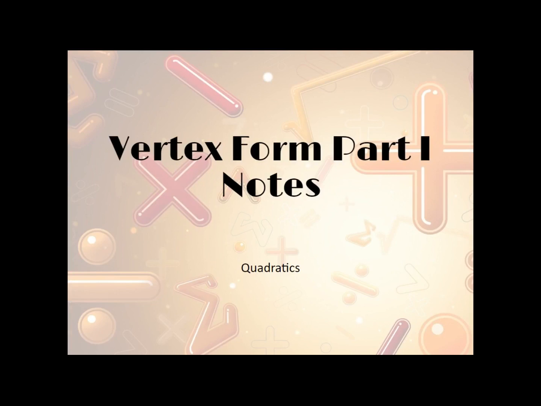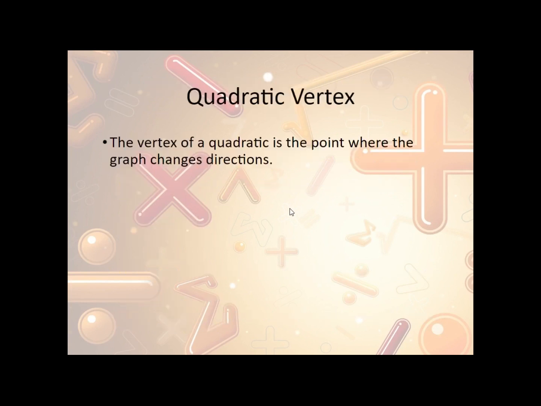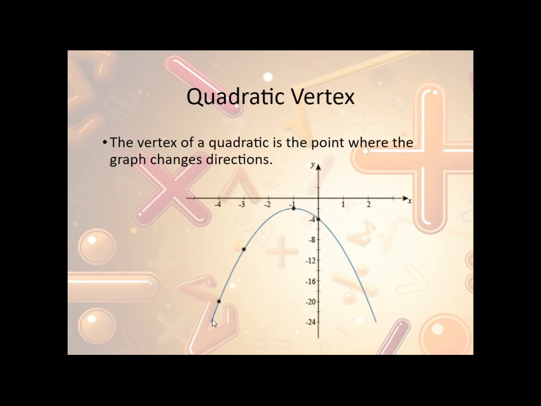Let's take a look now at the Vertex Form Part I notes. The notes begin with the learning goals and success criteria. Now, first of all, what is the vertex of a quadratic? The vertex of a quadratic is the point where the graph changes directions. So what that means is it might start by going up, but then it's going to change directions and start coming back down. So that is a change of direction. An example would be, right here, we're going up until we reach this point right here. As soon as we reach this point, we start going back down. This point right here would be considered the vertex.